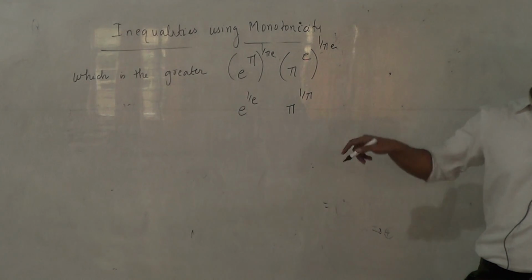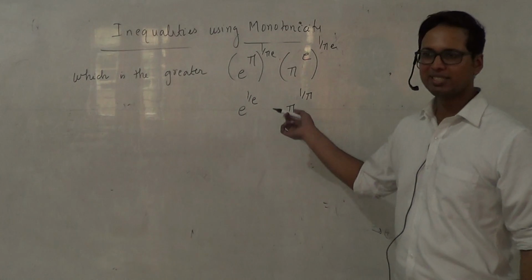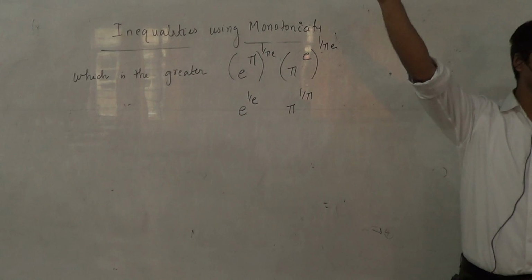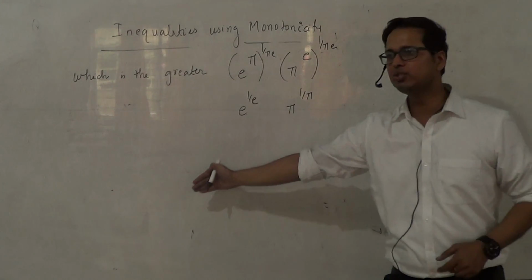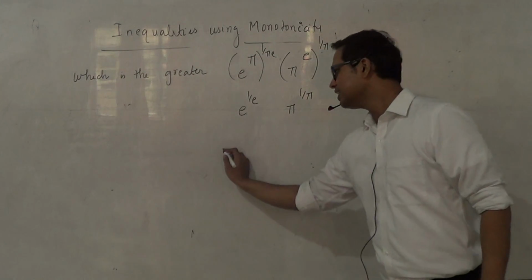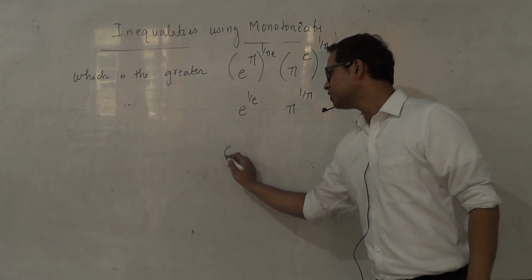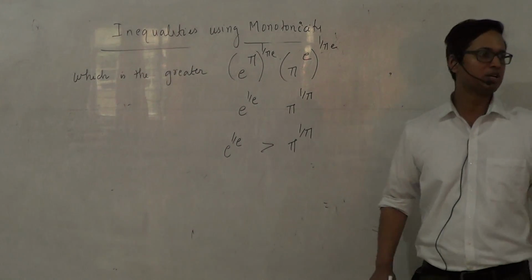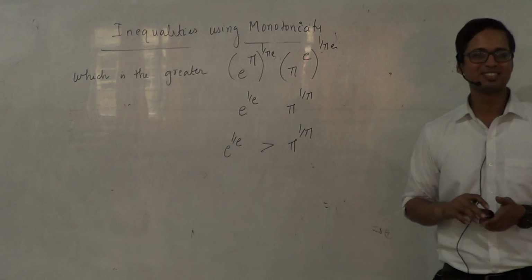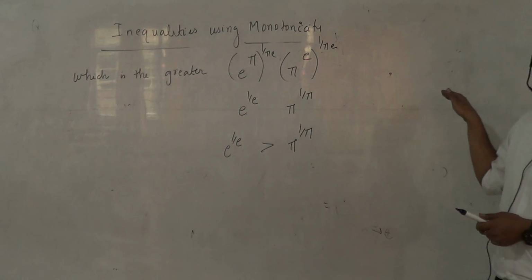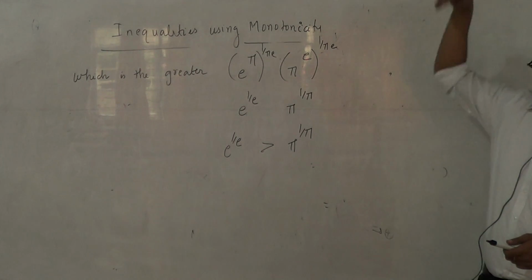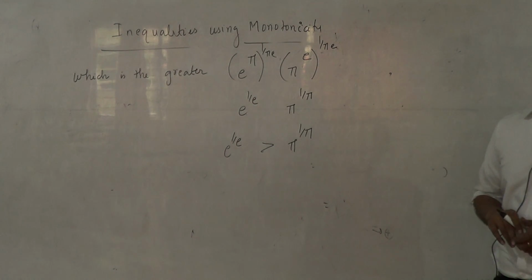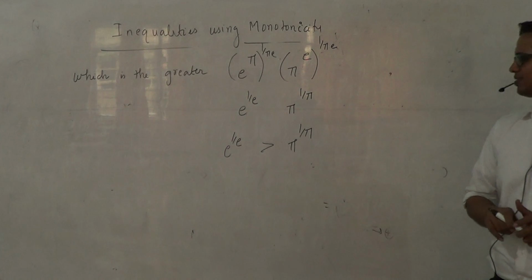Now, we decide by taking the function x to the power 1 by x, which is increasing from 0 to e and decreasing from e onwards. That clearly says the value of e to the power 1 by e would be more than pi to the power 1 by pi, because pi comes after e and the function is decreasing. So the lesser the value of x, the higher the value. You also know that 3 raised to 1 by 3 is greatest and 3.1 comes after that.